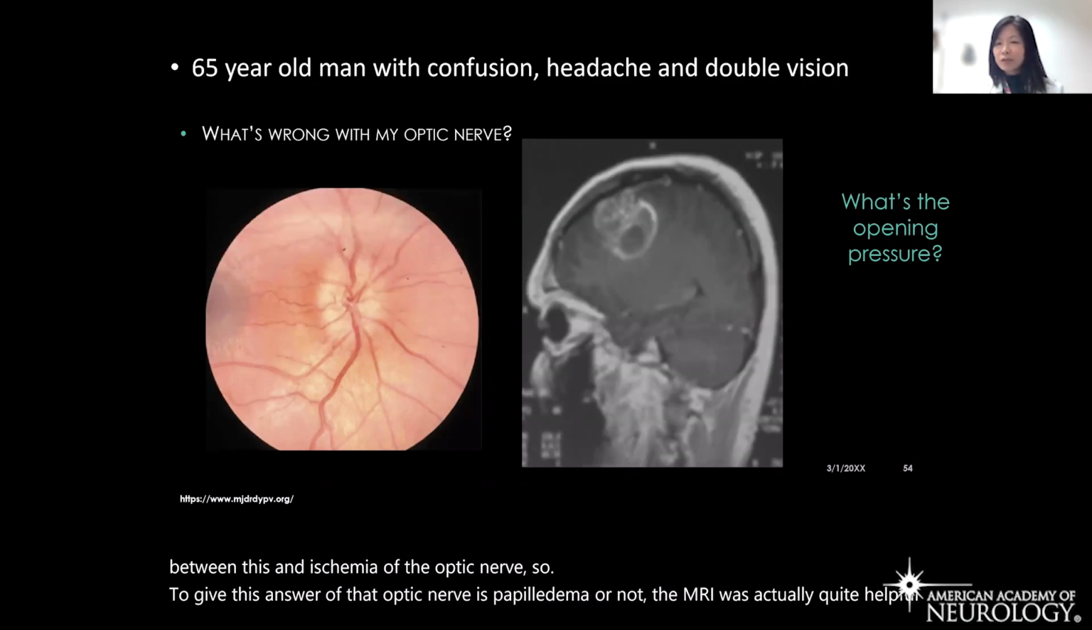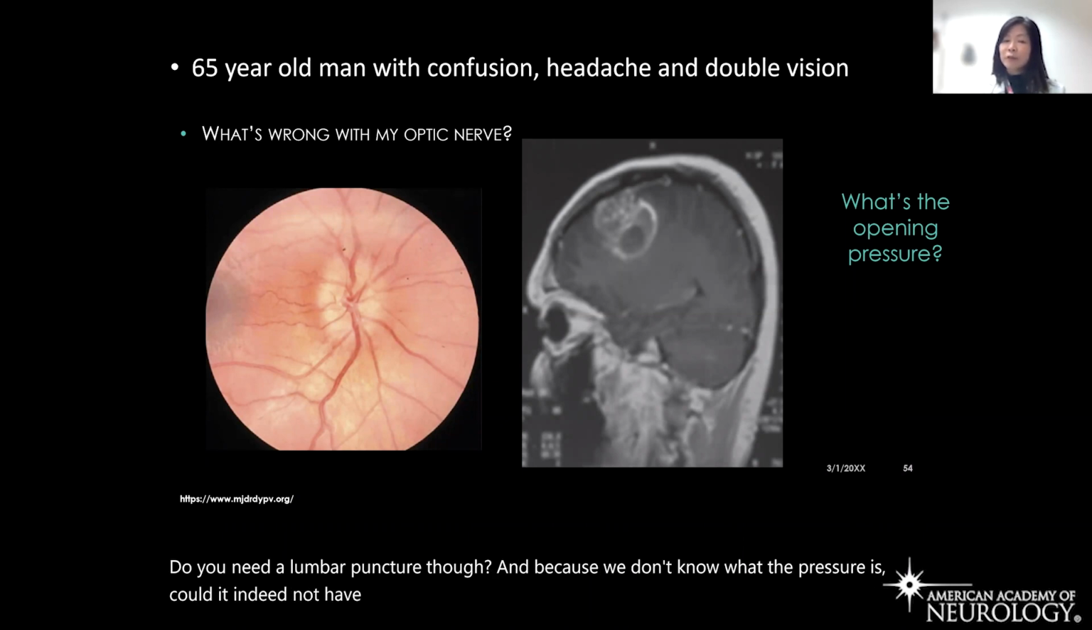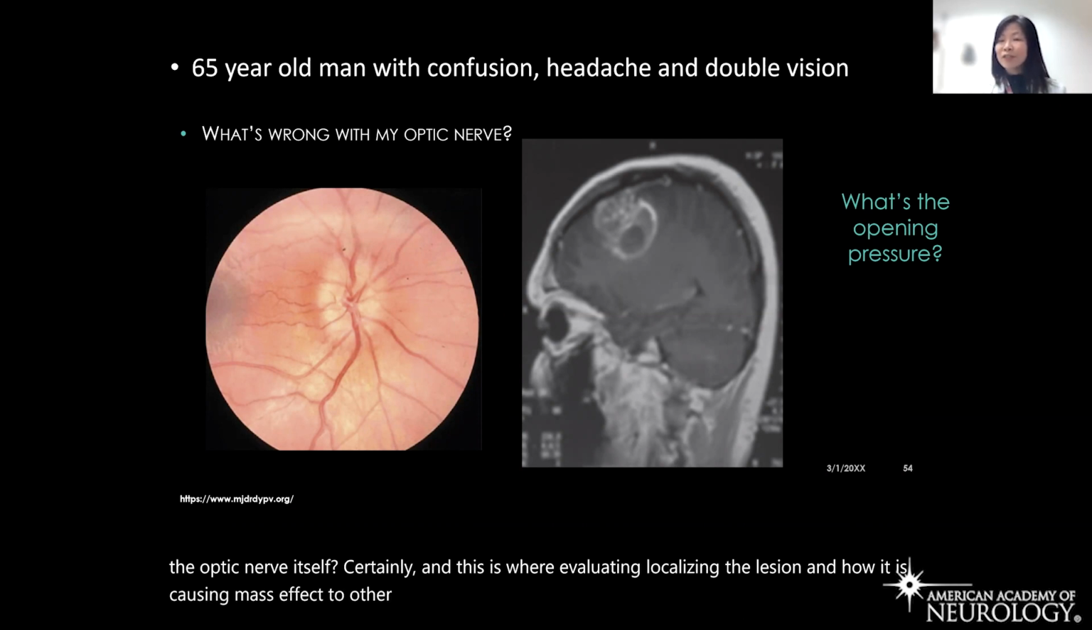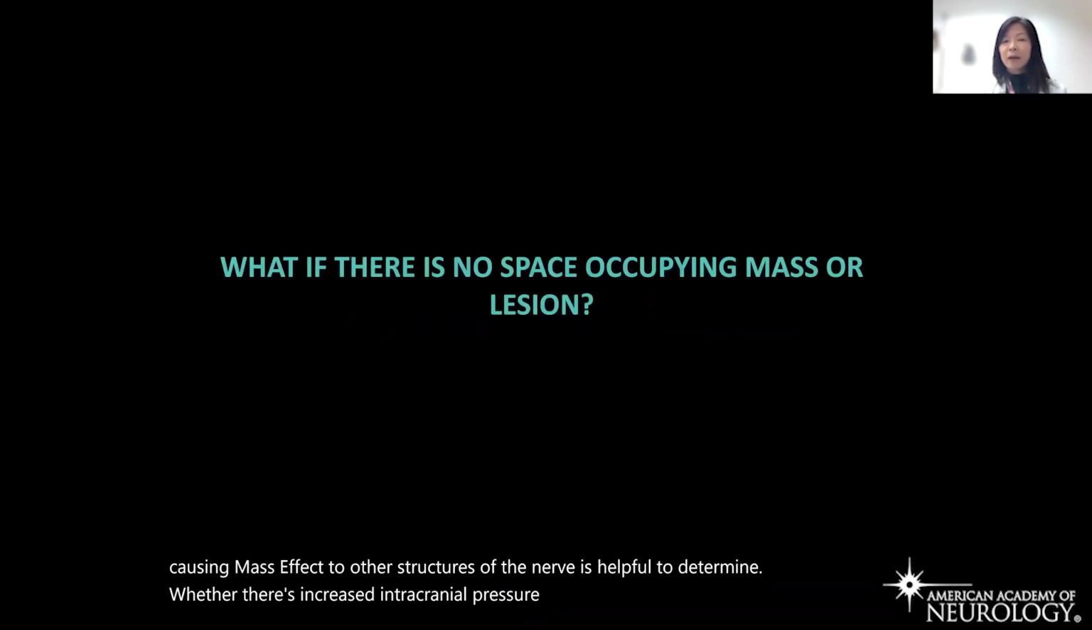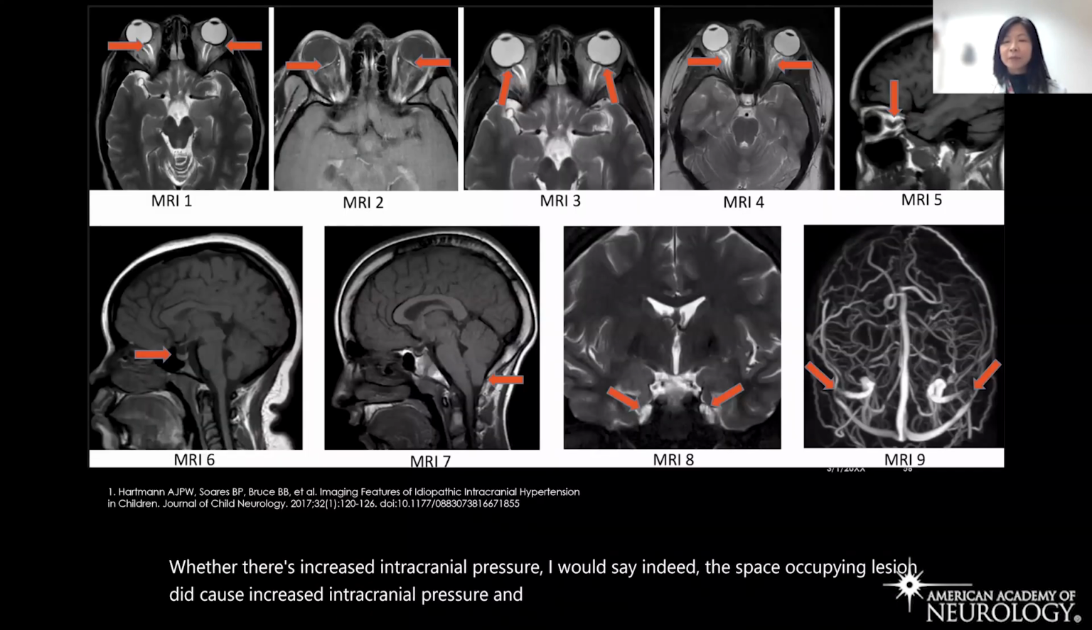Do you need a lumbar puncture though? Because we don't know what the pressure is, could it indeed not have increased intracranial pressure? Could it be that the glioma involved the optic nerve itself? Certainly. And this is where evaluating, localizing the lesion and how it is causing mass effect to other structures of the nerve is helpful to determine whether there's increased intracranial pressure. I would say indeed, the space-occupying lesion did cause increased intracranial pressure, and therefore that was papilledema.